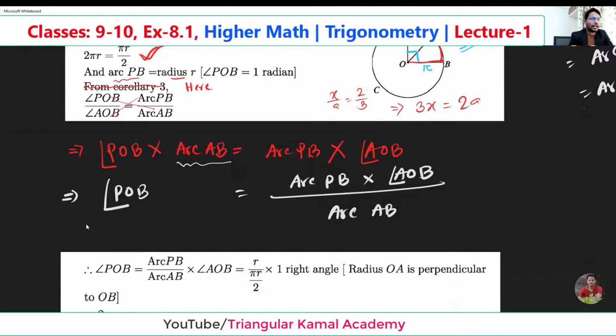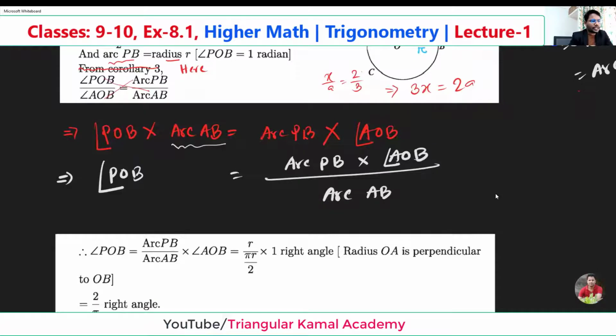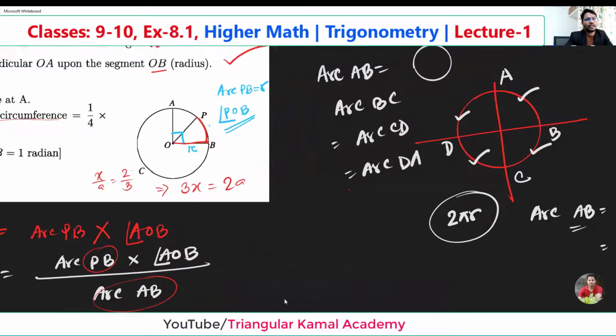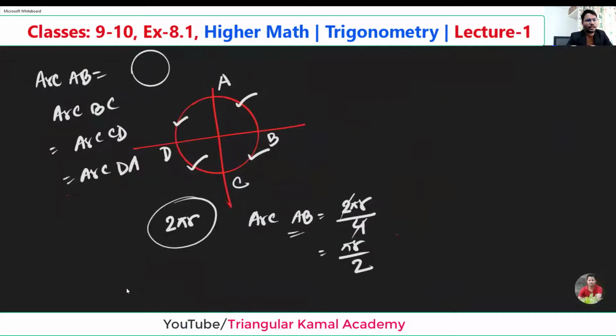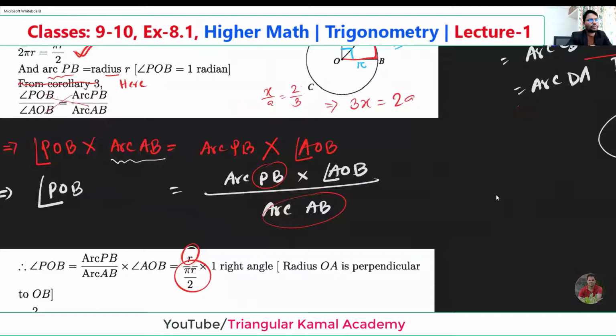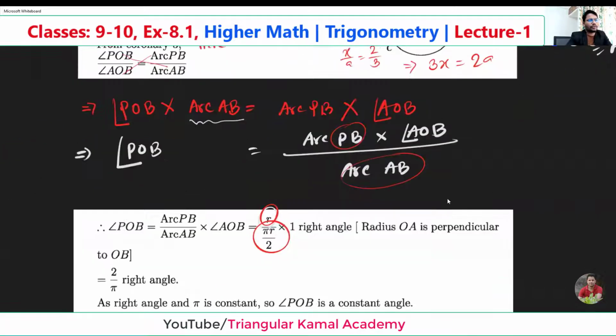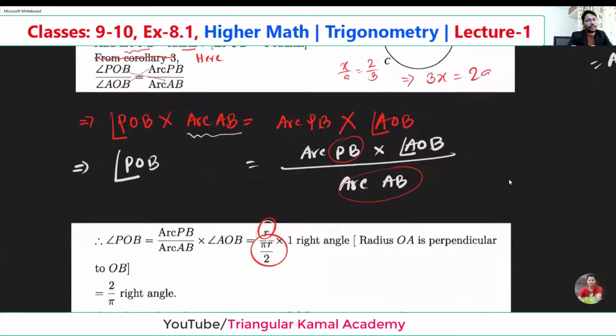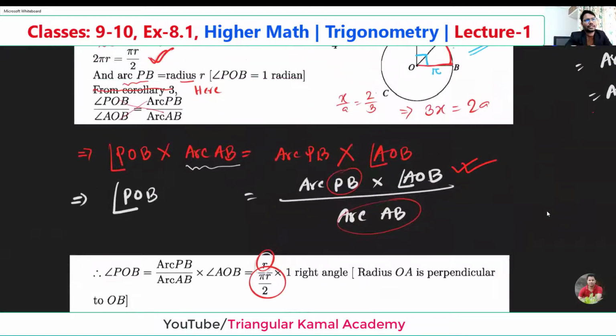Now put in their values. The arc PB, its value is R. The value of the PB arc is R. The arc AB, its value is pi r by 2. Already we have done this one here. We have done this graph here. The arc AB is equal to pi r by 2. And now the value of AOB angle. Okay, see here the value of AOB angle from the figure.